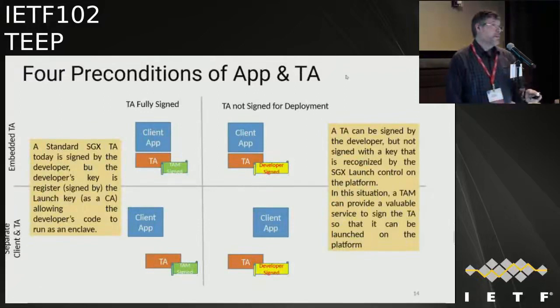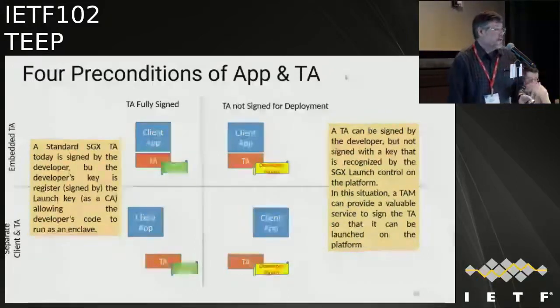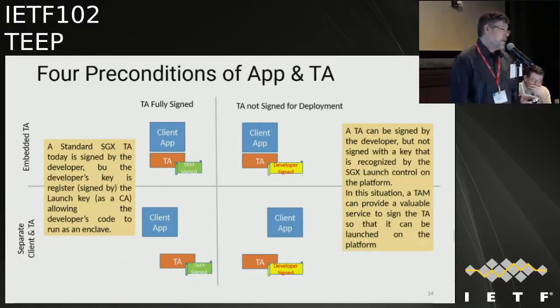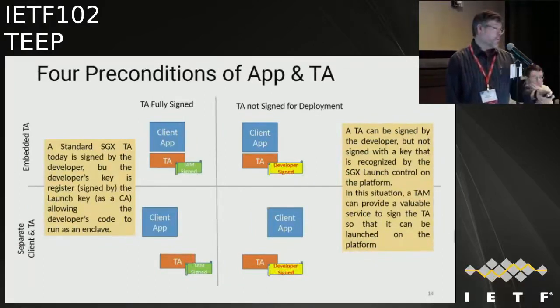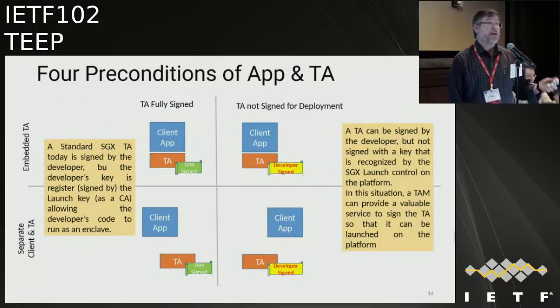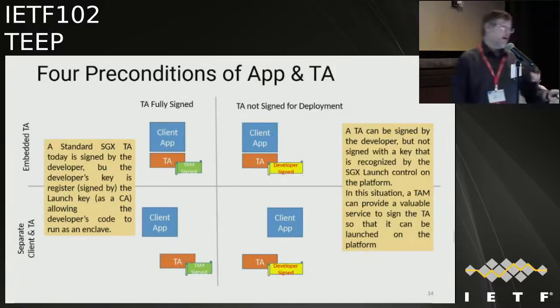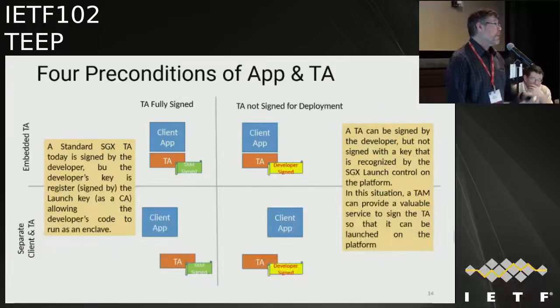Okay, so we've talked a lot about how TAs are packaged, and some of this has to do with how they're signed. So I spent some time thinking about this from an SGX perspective, kind of folding in some of Dave's ideas. As I think about this, I see kind of four quadrants. Along the top, I've got my TA packaged with my client app, and on the left-hand side, the TA is fully signed. So it's got the right signatures for the TA to actually be able to be deployed and run on the platform.